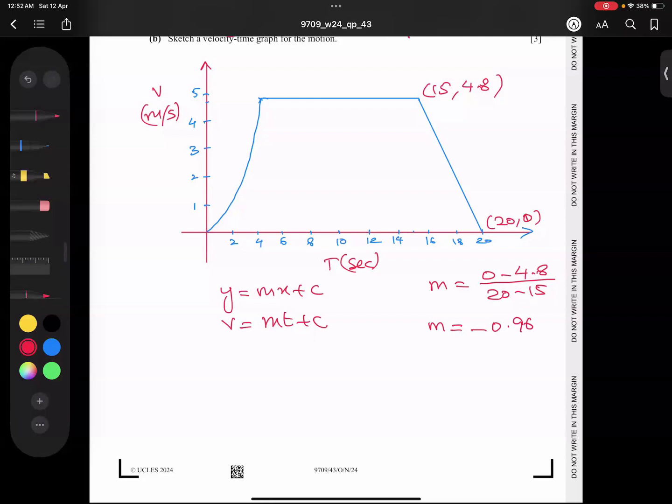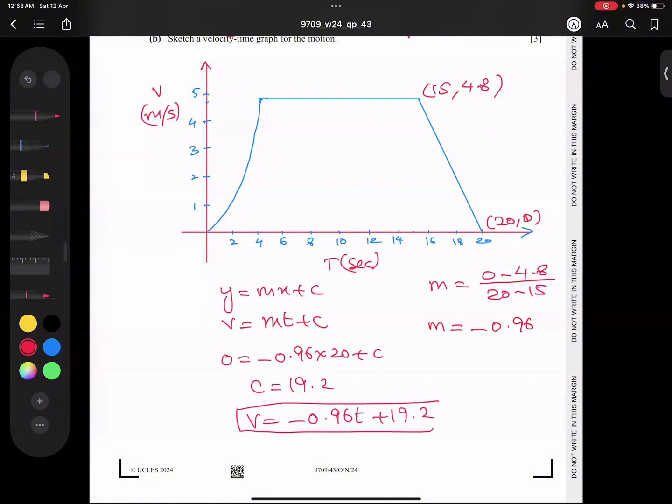So this m will come directly here, but c is missing. I can use this data or that data to get c. I use this one. So 0 equals negative 0.96 times 20 plus c. If I multiply by 20, I get 19.2. So the c value is 19.2. If I plug back in, the final equation has m as this and c as this, and that is our final answer. I hope you got it very well.